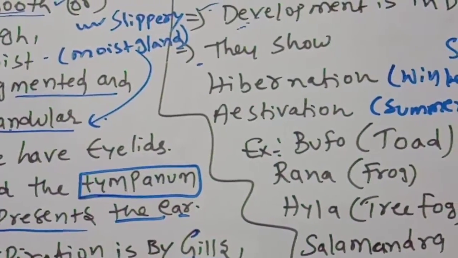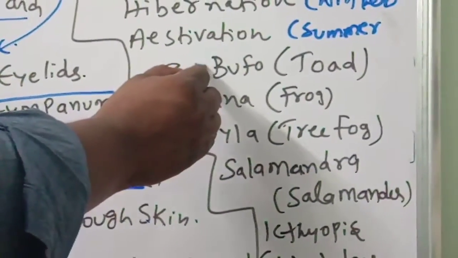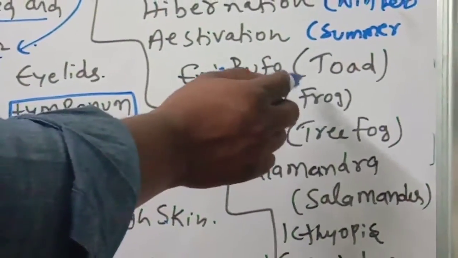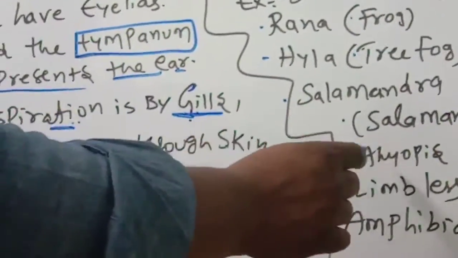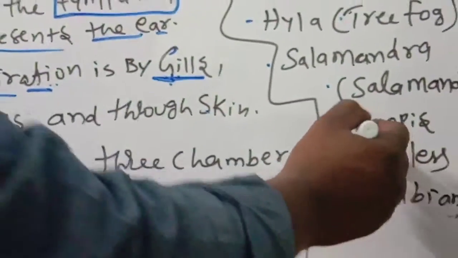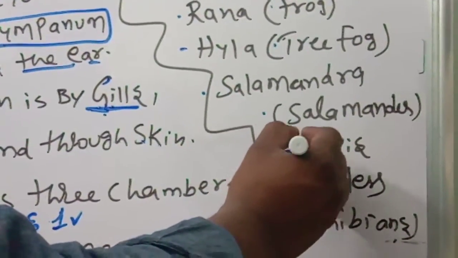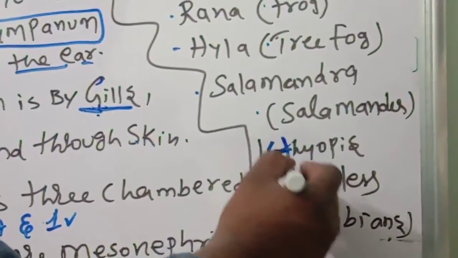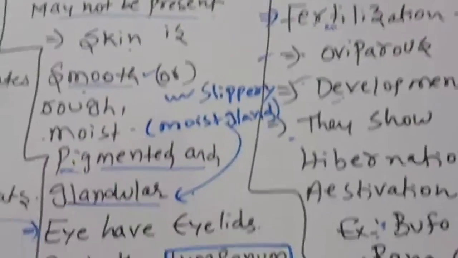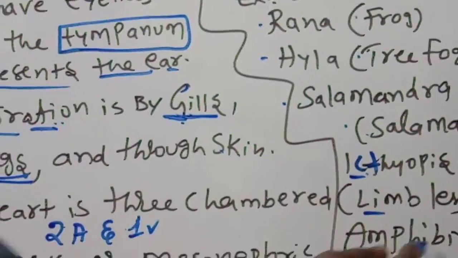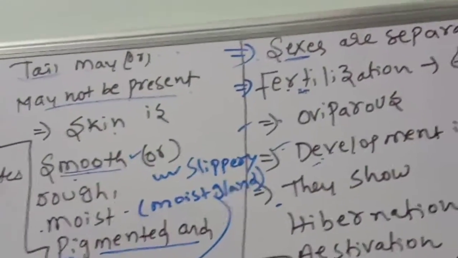Examples of amphibians: Bufo, toad, Rana, frog, Hyla, tree frog, Salamandra, salamander, and Ichthyophis. Ichthyophis means limbless amphibians. So Bufo toad, Rana frog, Hyla tree frog, Salamandra salamander, Ichthyophis limbless amphibians. So these are the examples and the characters of amphibians.